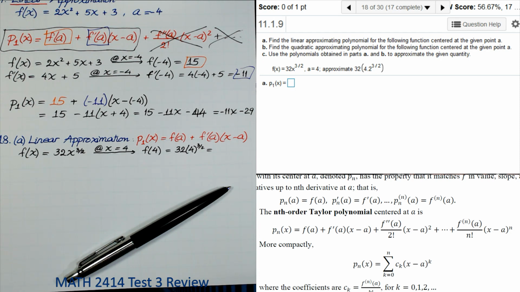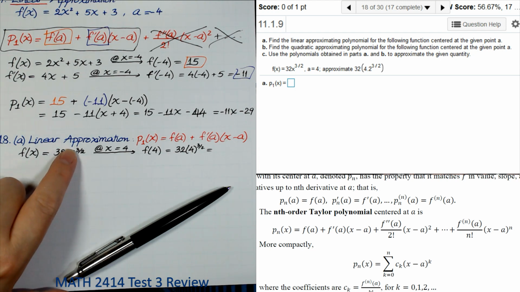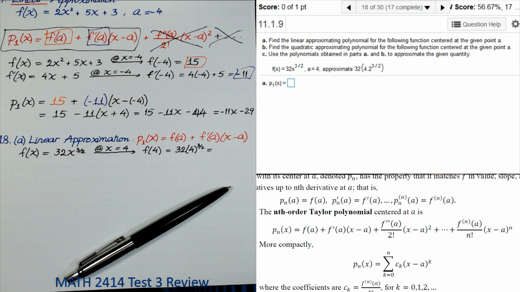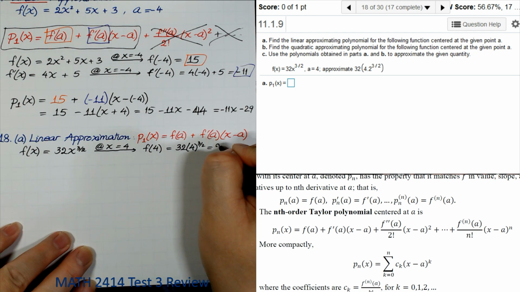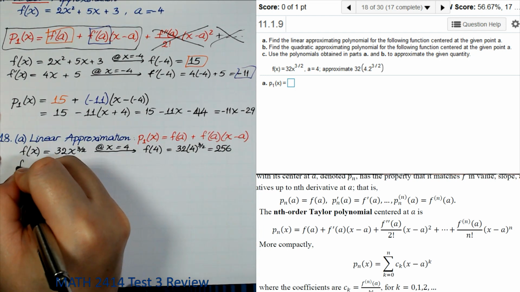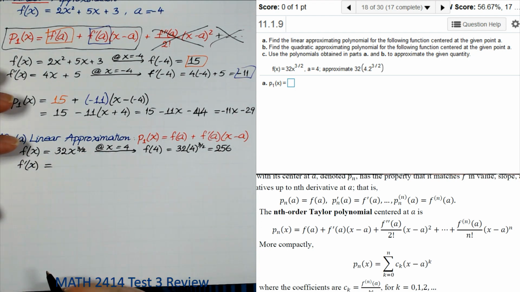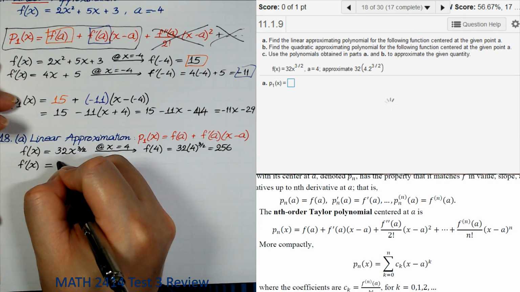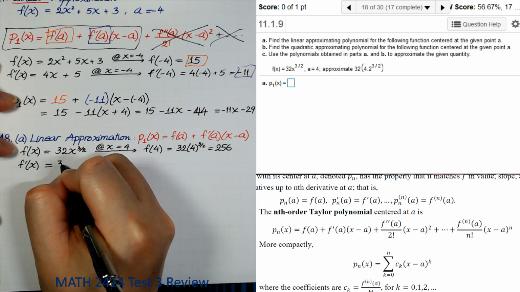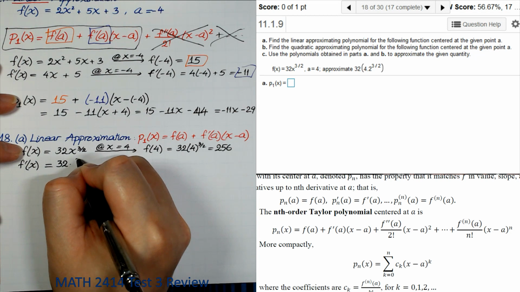3/2. Wait, sorry. X is equal to 4. 3/2. 256. How about the derivative? Derivative of this, take that 3/2.